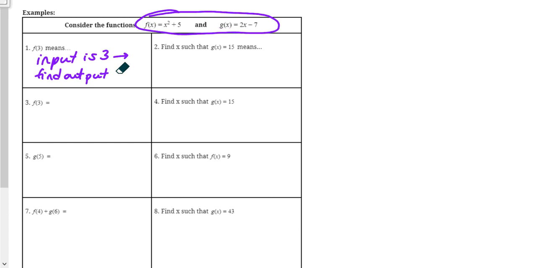And we have an opportunity for you to do exactly that down below. So f of 3 means plug in a 3 for the x and find the y. Question, which I did not finish doing.